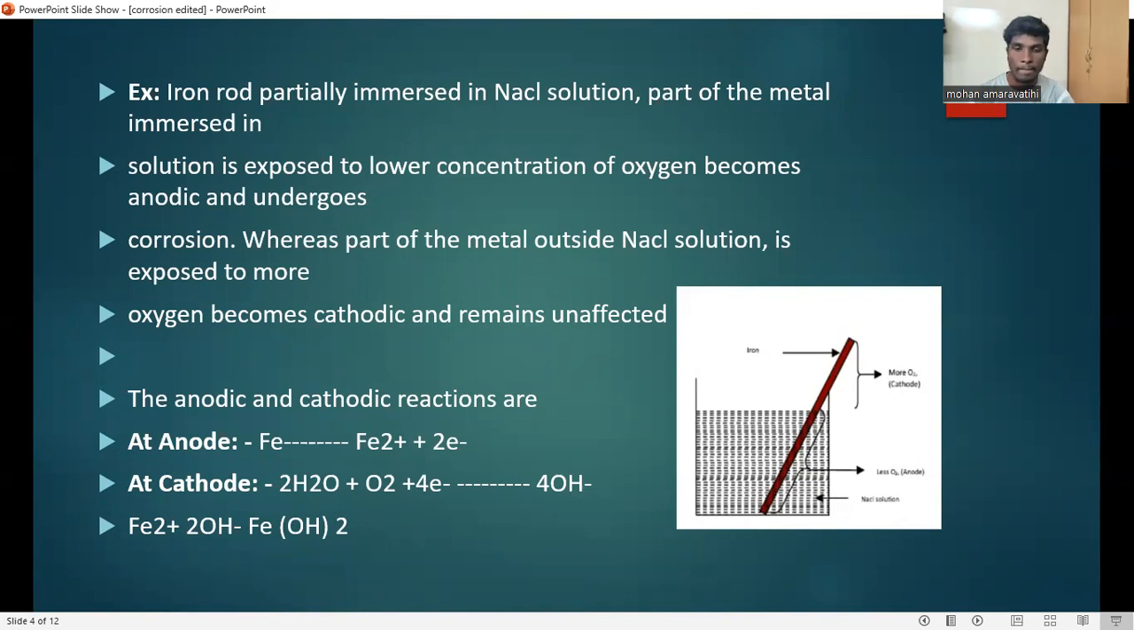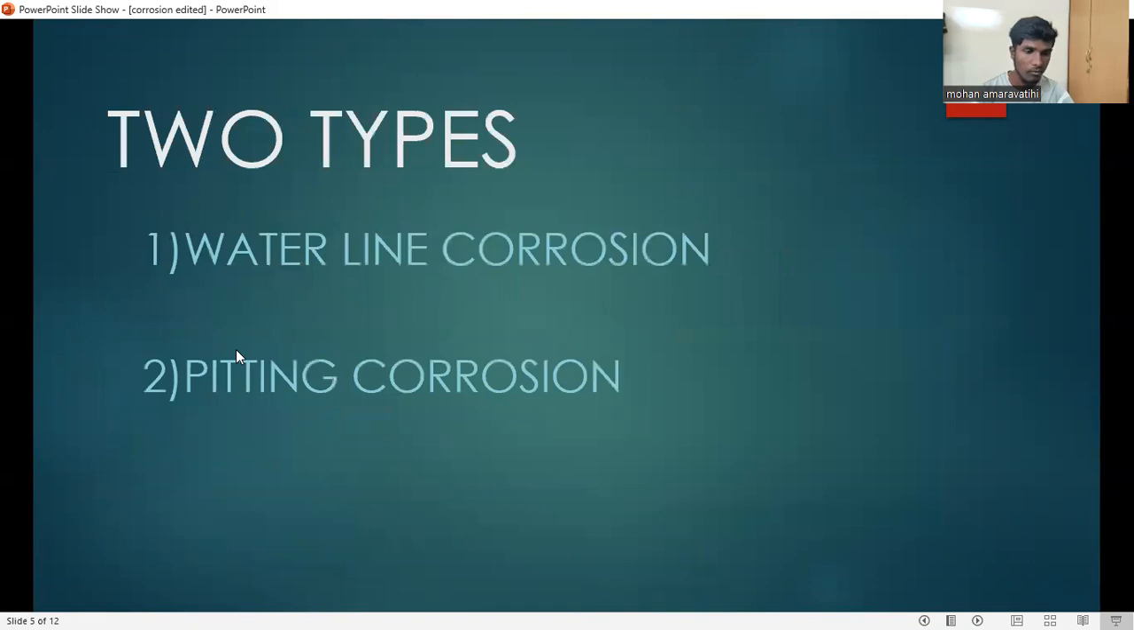And next, two types of corrosion: waterline corrosion and pitting corrosion. First we discuss waterline corrosion.